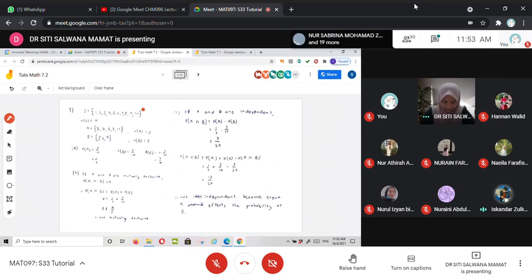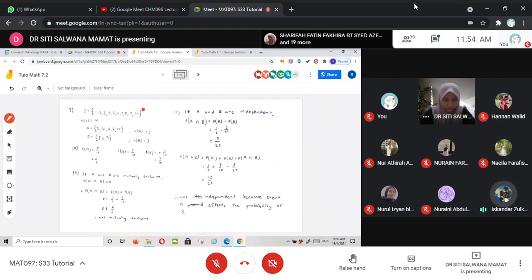For question 1, each of 10 cards has a different number, which is 1, 2, 3, 4, 5, 6, 7, 8, 9, and 10 written on it. So the total sample number is 10. A card is selected at random. Event A is the number on the selected card is a multiple of 2, and event B is the number on the selected card is a multiple of 3. So event A equals 2, 4, 6, 8, and 10, so the total number for event A is 5, and for B it is 3, 6, and 9, so the total number is 3.